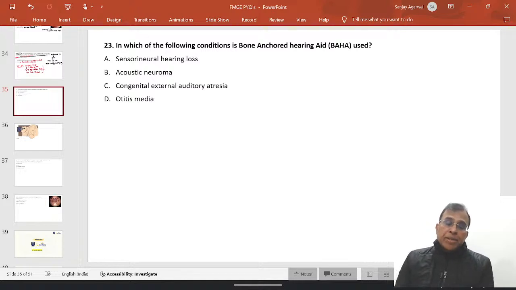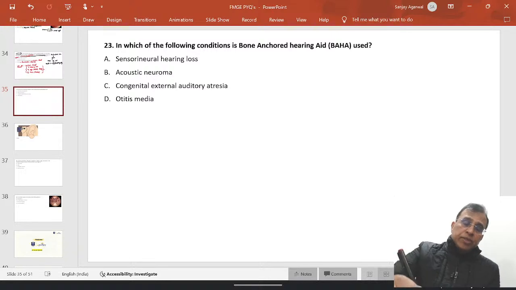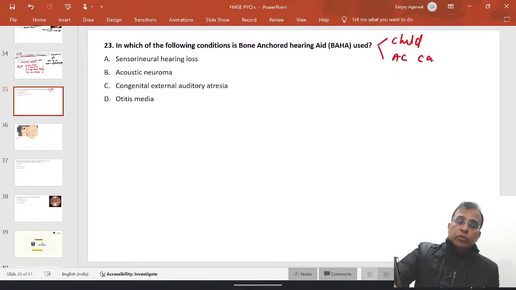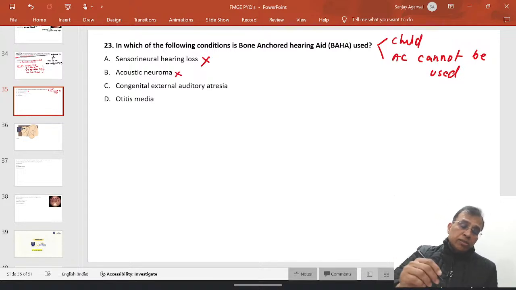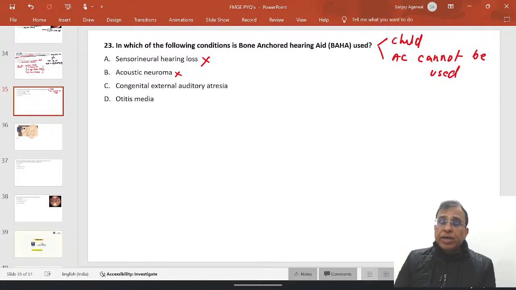Now, BAHA is used in 2 situations, either a child needing hearing aid or where air conduction cannot be used. Okay. So, sensory hearing loss has nothing to do with AC. It is mainly about BC. Acoustic neuroma is a tumor, is a disease of the 8th nerve. So again, BAHA is not useful in that case.